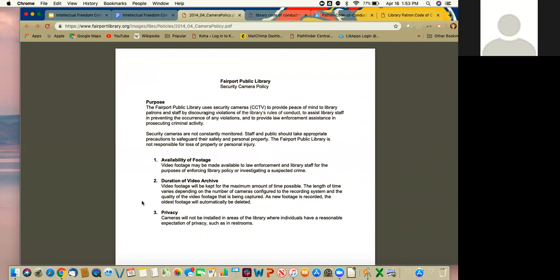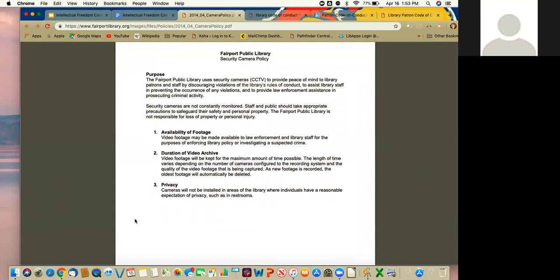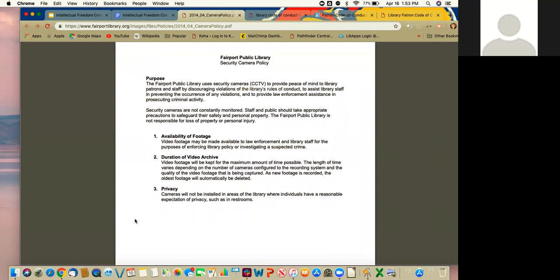Right. Okay, so here's an example of a pretty sparse security camera policy. I'm not real crazy about it. It doesn't really tell you anything about what's going to happen with that footage. It doesn't talk about monitoring the footage, which is another thing that I wonder if we really understand the ramifications of this.